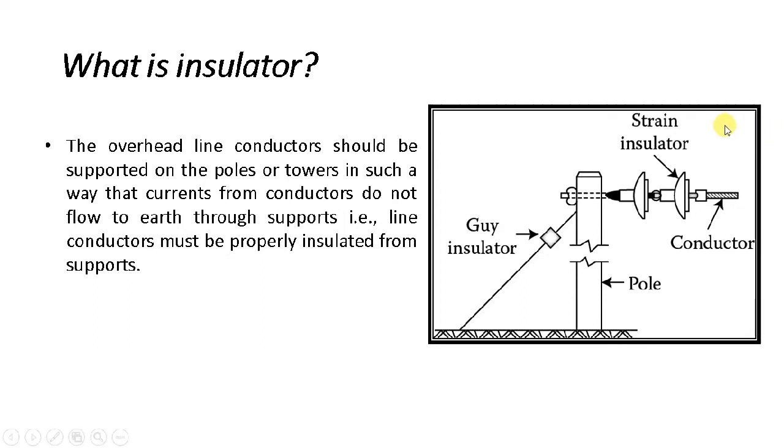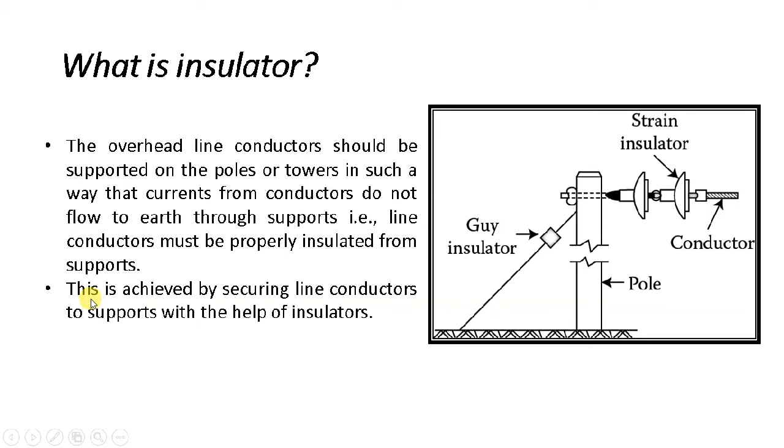Here you can see in the figure a strain insulator which is connected in a transmission system. Here you can find the pole and the guy wire, or we can say the guy insulator. We will come to this later: what is a strain insulator, what is a guy insulator. In types of insulator we are going to study the strain insulator, shackle insulator, pin type insulator, suspension type insulator, all these things. This is achieved by securing your line conductor to the support with the help of your insulator. So your ground and your conductor are insulated by the insulator.